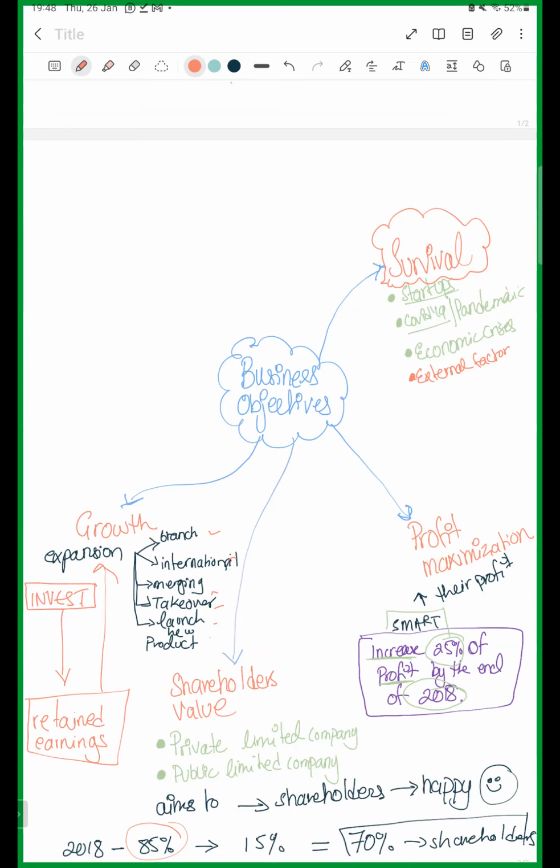Can a new startup business grow in its first year? No. So the business objectives can change. A new startup business might start off with a survival objective, and in 3 years time it's making profit, so it wants to grow. It's opened 15 more branches of the restaurant. Now its objective has changed to profit maximization.